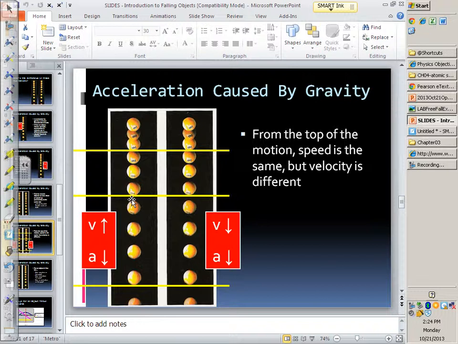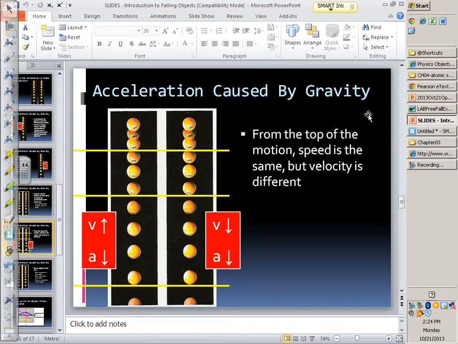If we looked at the object a certain time before it got to the top and a certain time after it got to the top, what we would see is that that object is moving just as fast, but in the opposite direction, because gravity causes it to slow down and speed up at the same rate. Sometimes that causes a slowing down effect, sometimes a speeding up effect. Okay. Good there?